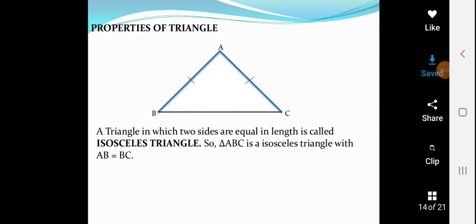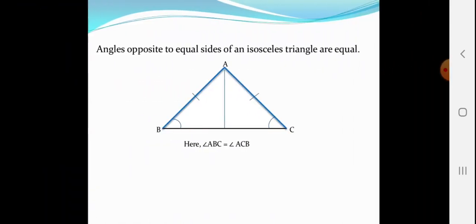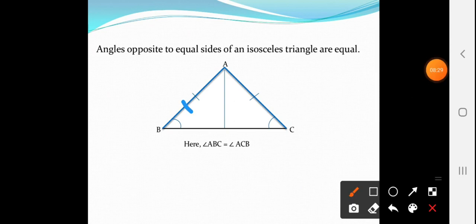Let's look at the properties of triangle. A triangle in which two sides are equal in length is called an isosceles triangle. So triangle ABC, here AB and AC are equal. So that is an isosceles triangle. Angles opposite to equal sides of an isosceles triangle are equal. So here side AB is equal to side AC. So the opposite angle to AB is C and the opposite angle to side AC is B. So I would say that angle ABC is also equal to angle ACB.